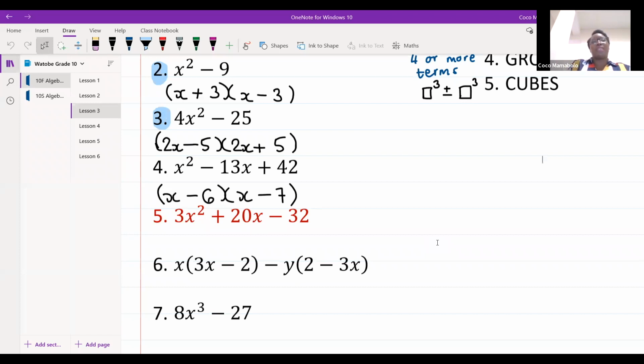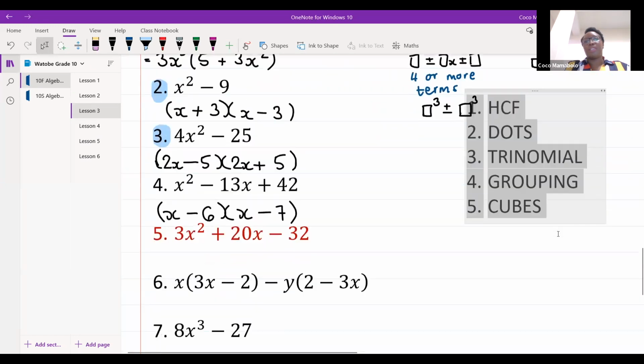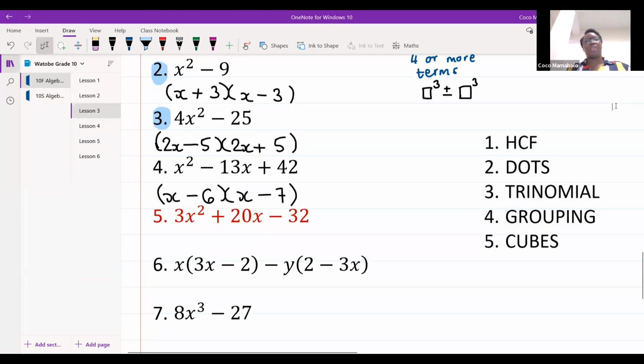Have we noticed what number 6 is? What kind of technique are we using for number 6? I'm going to bring this down a little bit to make sure we can see it. What are we going to be using here? That's it. Yes, it's grouping. In fact, I was so nice, I grouped it for you already. So the only problem here is that this is 3x minus 2, and this is 2 minus 3x.